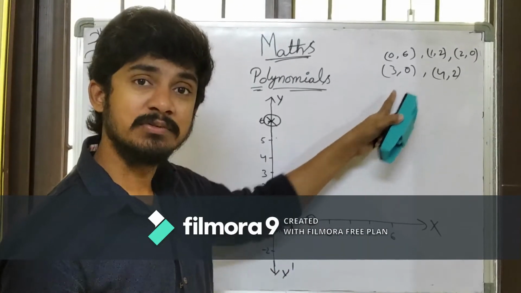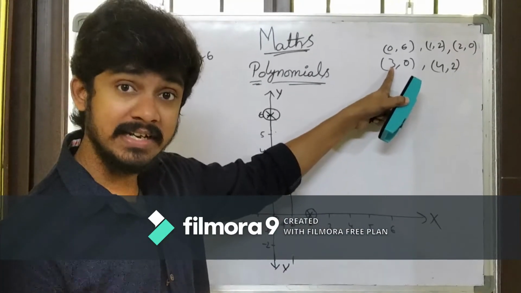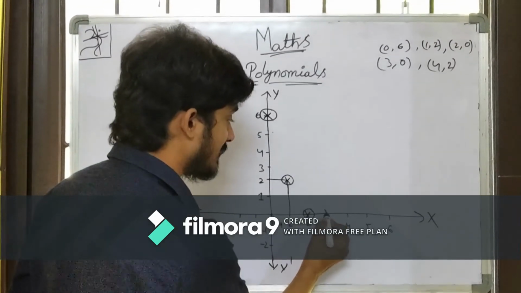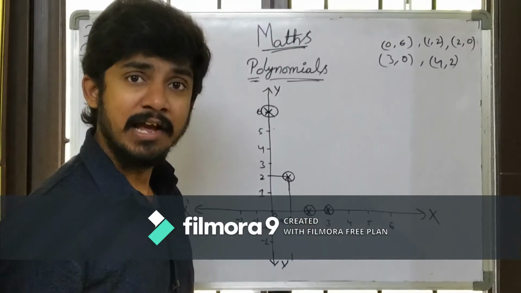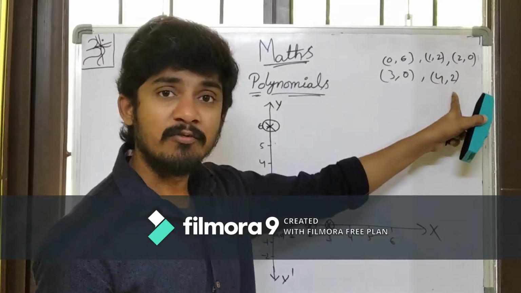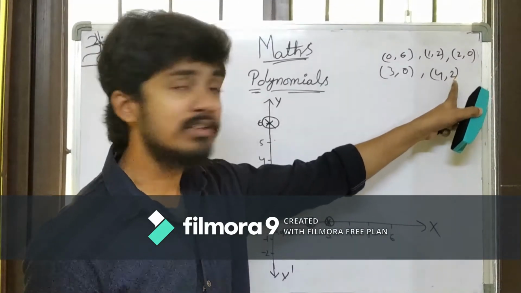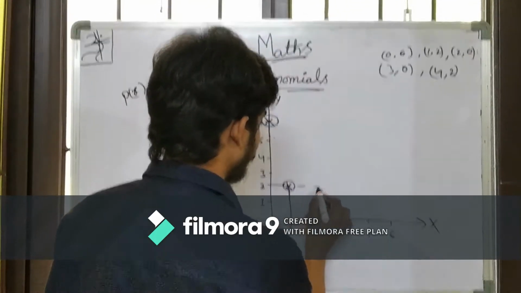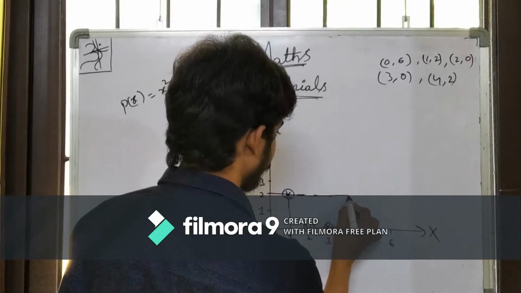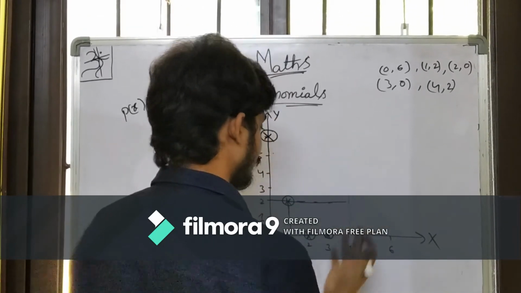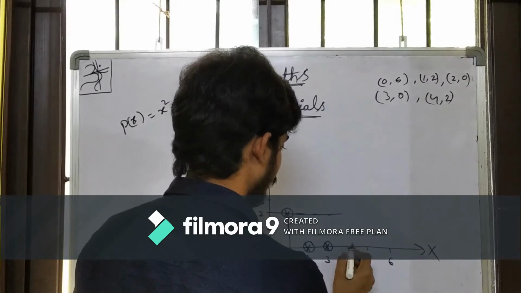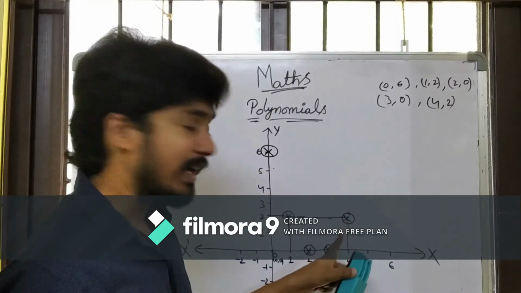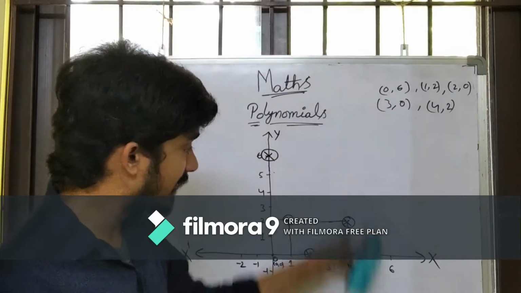And fourth point 3, 0. 3, 0 means x coordinate is plus 3 and y coordinate is 0. Next one, fifth point 4, 2. In this point x coordinate is 4 and y coordinate is 2. Y coordinate is 2, x coordinate is 4.